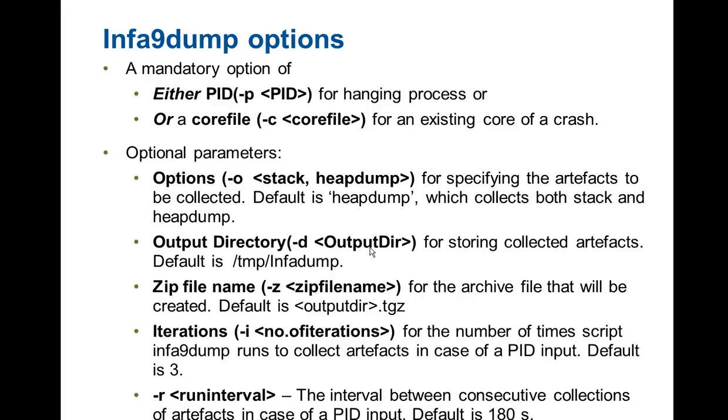There are two other options that are specific to process ID input, that is iterations and run interval. In most cases, when Informatica support is collecting information for a process hang, they require that a script be run multiple times with a time interval in between. For example, they may ask you to run a script 3 times with a 2-minute time interval. So iterations is an option to provide the number of times that Infadump has to run, and the run interval is the number of seconds each run has to be spaced. The default for the iterations is 3 and the default interval is 180 seconds. What this translates into is, if you have a process that is hanging, by default Infadump will run 3 times and it will wait 3 minutes between each run.